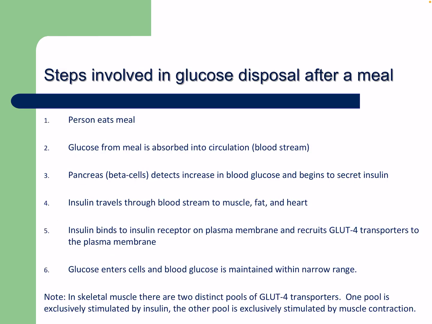So again, steps involved in disposal after a meal. We eat that meal, and we have that glucose spike. So first, we eat the meal. Then glucose from the meal is absorbed into the circulation, or the bloodstream. The pancreas, so our pancreatic beta cells and the islets of Langerhans, detect the increase in blood glucose and begin to secrete insulin. So our beta cells secrete insulin while alpha cells secrete glucagon, but we'll get to that later.